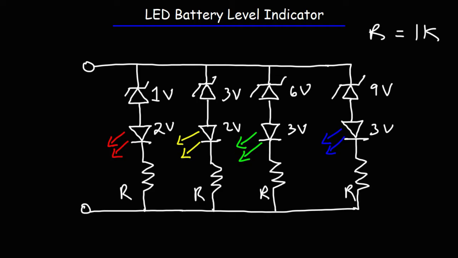So here's a question for you. If we apply a voltage of 3.6 volts on this circuit, which LEDs will be on and which ones will be off?